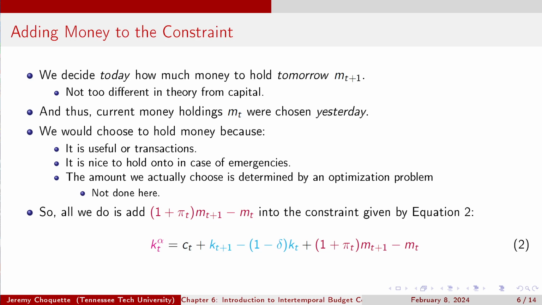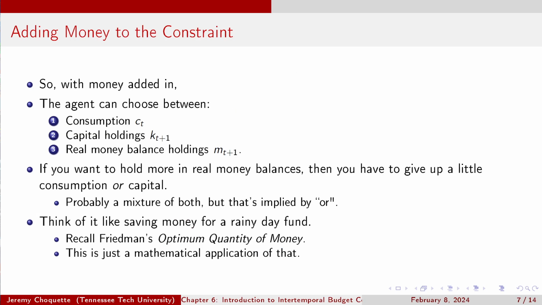Cool. So I've got output, k sub t to the alpha, it's the thing in pink, equals consumption, c sub t, plus everything in blue, that's just investment, k sub t plus 1 minus delta k sub t. And then I got the flow of money on top of that. So with money added in here, the agent can choose between consumption, capital, and real money balances. If you want to hold more in real money balances, that's fine, but you have to give up a little consumption or a little capital.